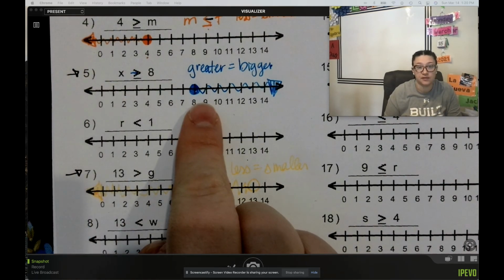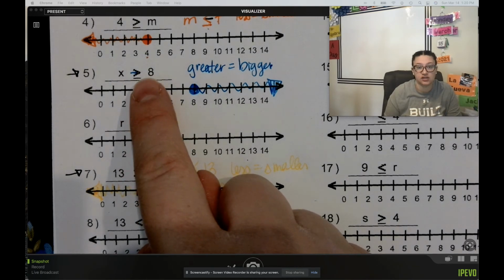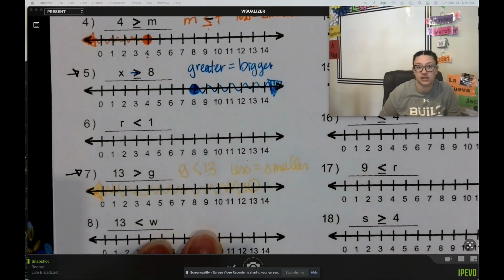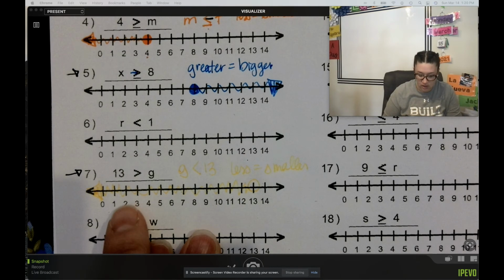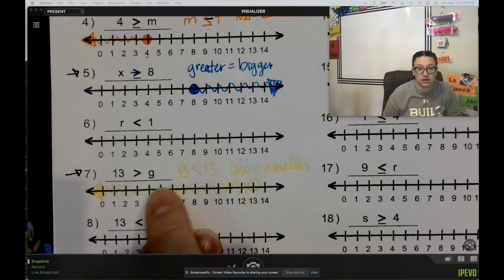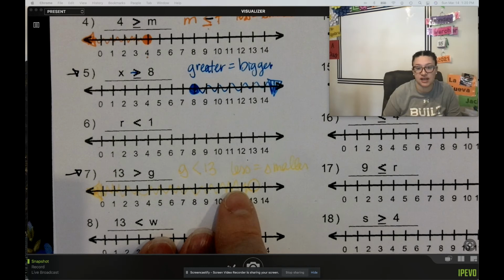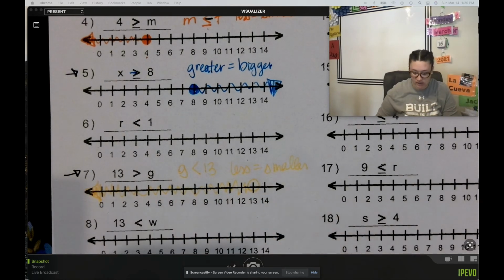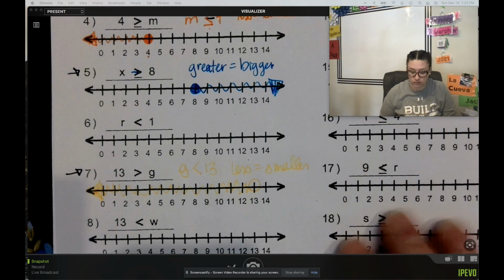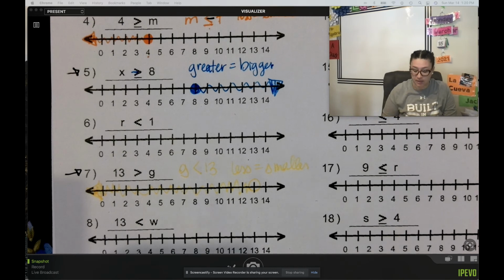So for number 5, you should have a closed circle on 8 and shade to the right. X is greater than 8. Greater means bigger than. On 7, open circle on 13. 13 is greater than G, or G is less than 13. Less than means smaller.